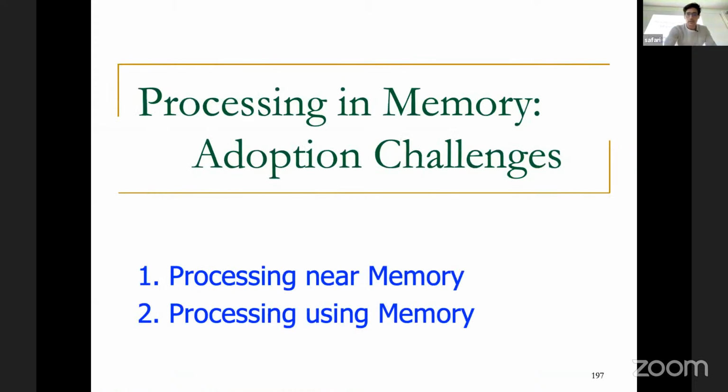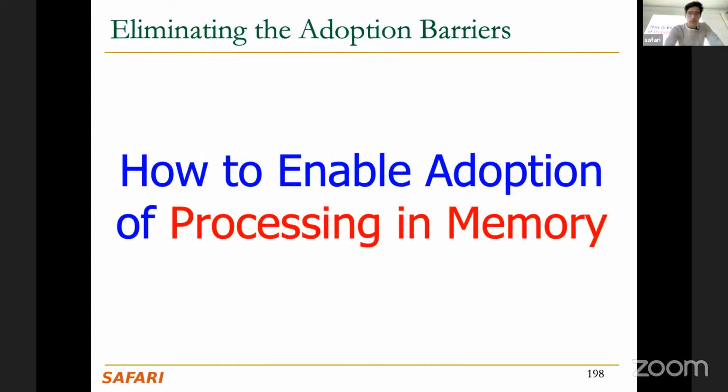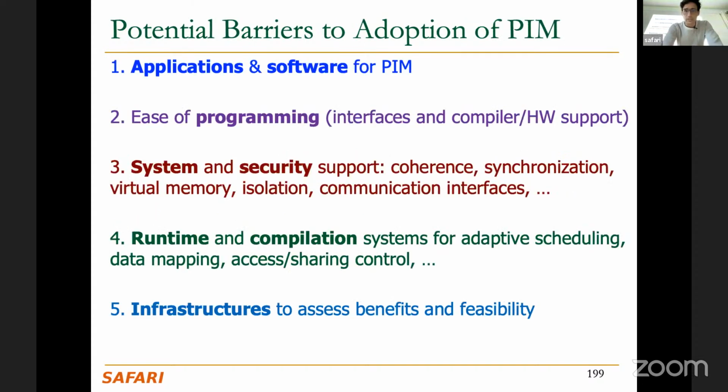So these are the 2 key trends: processing near memory and processing using memory. There is still a lot of work to do in order to enable processing in memory in real systems, and these are potential barriers.